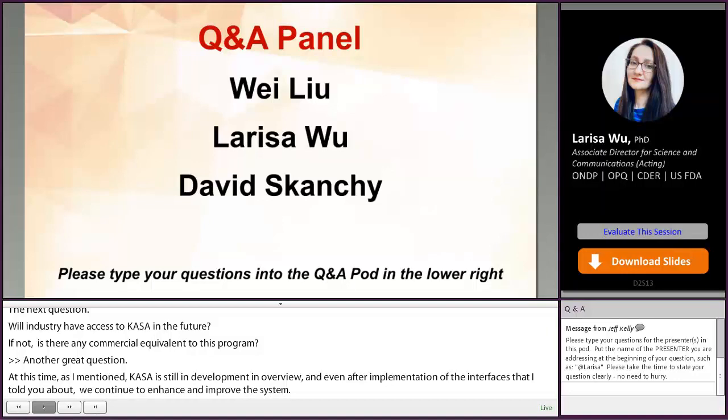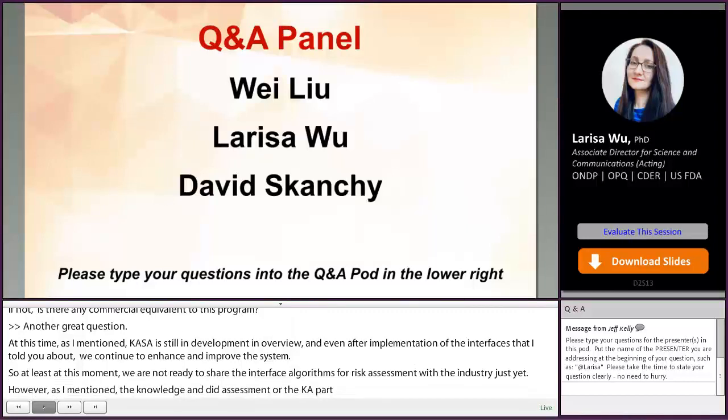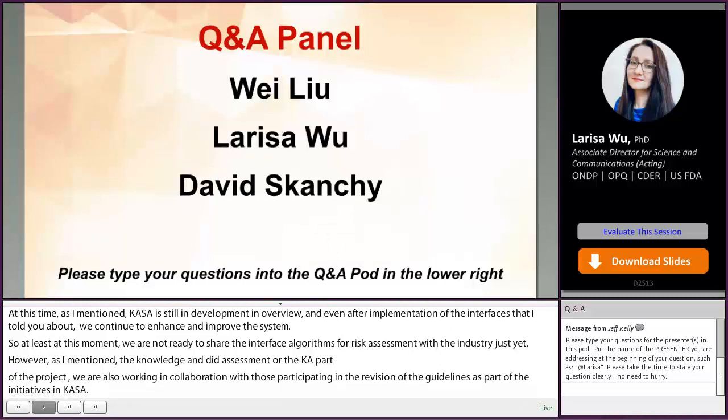However, as I mentioned, the knowledge-aided assessment, or the KA part of the CASA project, is only our internal project. We're also working in collaboration with those participating in the revision of the M4Q guideline, as well as the PQCMC initiatives in CASA. And our intention down the road is, of course, to develop standards for structured application, or the SA part of the CASA project, that would be aligned with our internal assessment and the CASA risk algorithms.